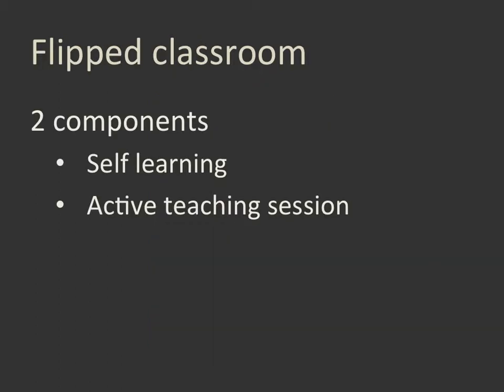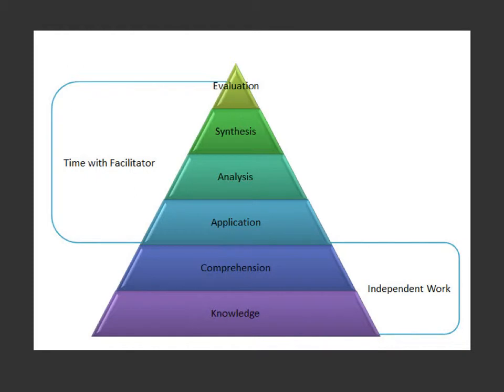So a flipped classroom has two key components. There is the self-learning component, and then there's the active teaching session. You may already be familiar with Bloom's taxonomy of learning objectives, where the lower level learning objectives, which use lower cognitive skills such as comprehension and knowledge, are those that are involved with the student's independent work, where the time of the facilitator should be utilizing the higher cognitive skills such as evaluation, synthesis, analysis, and application.